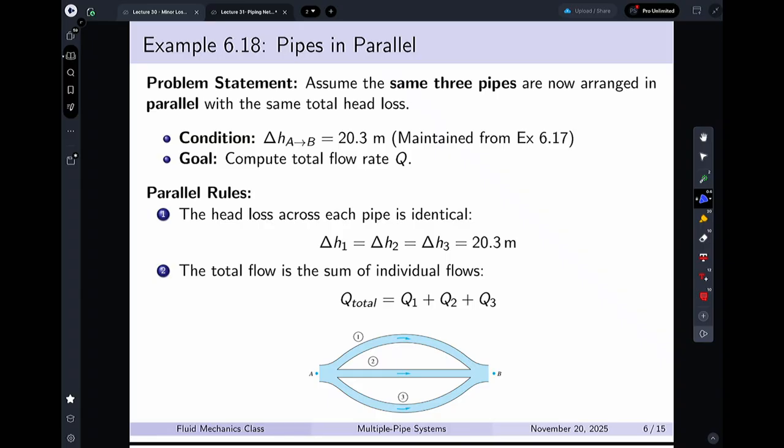The only thing that you really worry about is that the head loss, H1, H2, H3, is the same in all of these cases. Assume the same three pipes are now arranged in parallel with the same total head loss, delta H A to B, 20.3 meters, which we calculated in the previous part. Compute the total flow rate: Q total equals Q1 plus Q2 plus Q3.